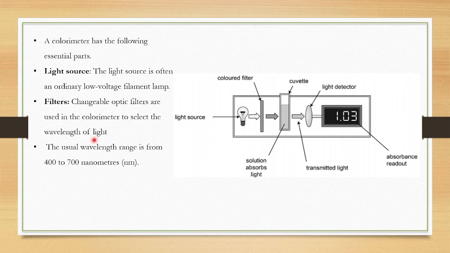It helps to choose only a particular wavelength. The usual wavelength range is from 400 to 700 nanometer. By adjusting this, we can select whichever wavelength we need. So this is a colored filter.